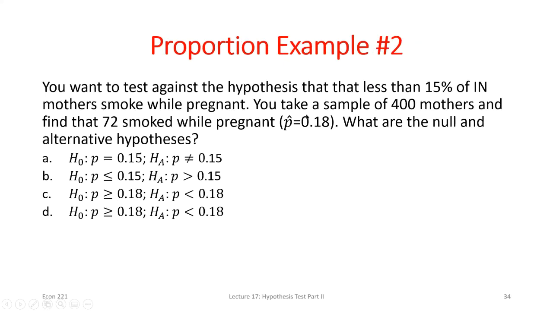Okay? So let's look at a little bit more interesting example where we don't have evidence that supports the null. Let's say you want to test against less than 15% of Indiana mothers smoke while pregnant. I haven't worked through an example like this, and typically when it comes to the exam, I will tell you whatever you're testing for. That's how I've worked through all the problems up to this point, where whatever you're testing for is your alternative hypothesis. You then assume the opposite is true.